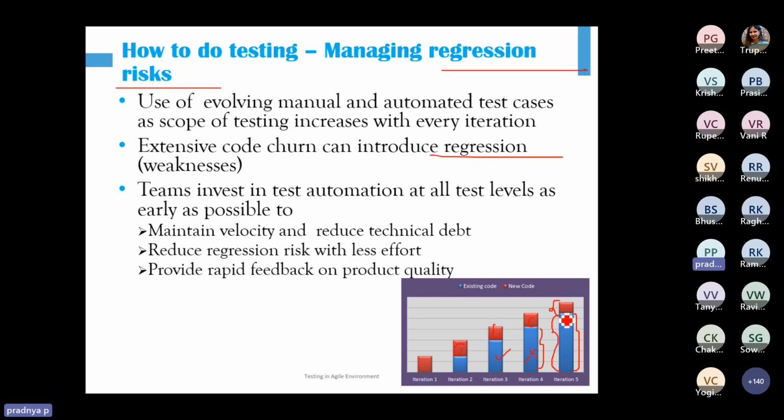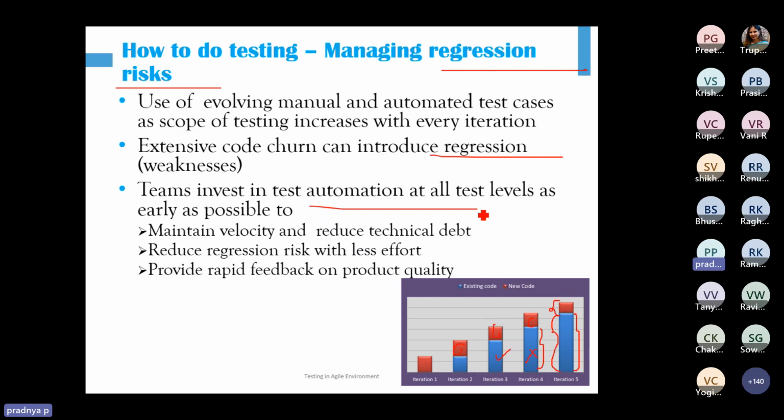Now, how can we maintain our velocity? How can we complete all this work within that short period of time? So there is no question that we have to do the automation, right? Unless we do automation, we will not be able to complete our work within that period of time. It is quite possible that we skip some regression, and then something that was working in the earlier iteration may fail in the later iteration.